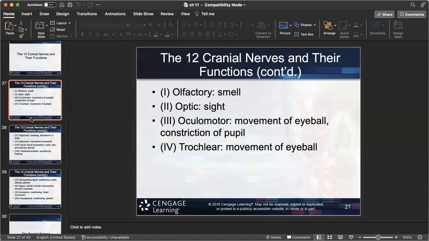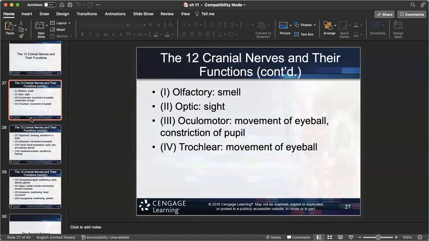You are responsible for both the Roman numeral as well as its English name, as well as, of course, what it does. So we'll go through these together now. Cranial nerve number 1 is sensory only. It's most responsible for our sense of smell. This is known as the olfactory nerve. Cranial nerve number 2 is the optic nerve, most responsible for our sense of sight, our ability to see. So olfaction is what we refer to as the sense of smell. Optic, anything that has the prefix opt, like optometry, ophthalmology, has to do with the eye.